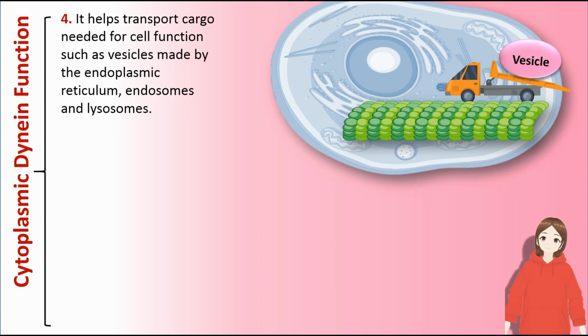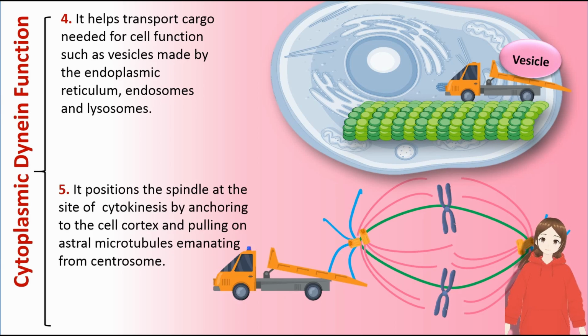4. It helps transport cargo needed for cell function, such as vesicles made by the endoplasmic reticulum, endosomes, and lysosomes. And 5. It positions the spindle at the site of cytokinesis by anchoring on the cell cortex and pulling on astral microtubules emanating from the centrosome.